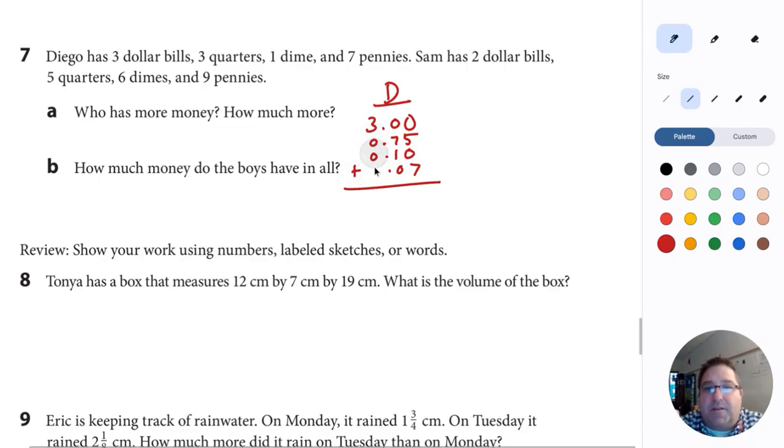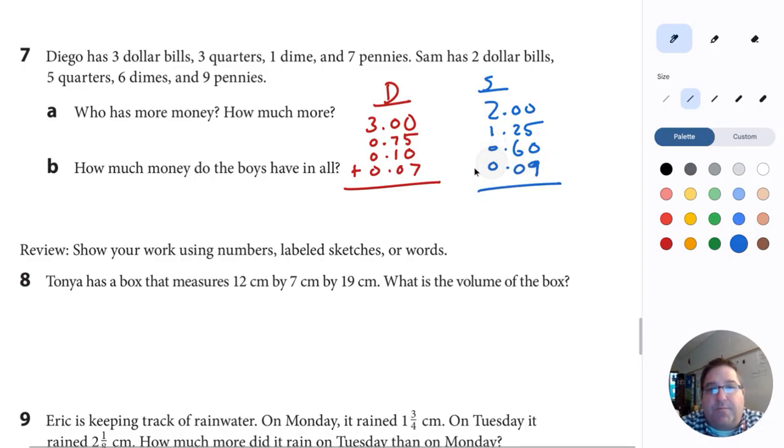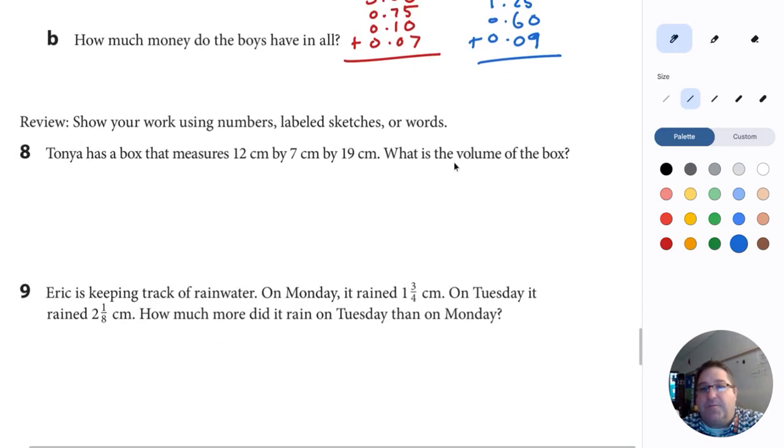We can put a 0 in front of these. And then how about Sam? Sam has $2 bills, 5 quarters. Well, 4 quarters make $1, so it'd be $1.25 in quarters, right? Okay. 6 dimes, that'd be 60 cents. And 9 pennies, that'd be 9 cents. So just got to add these up. See who has more and how much more. And then you need to add how much they have all together.